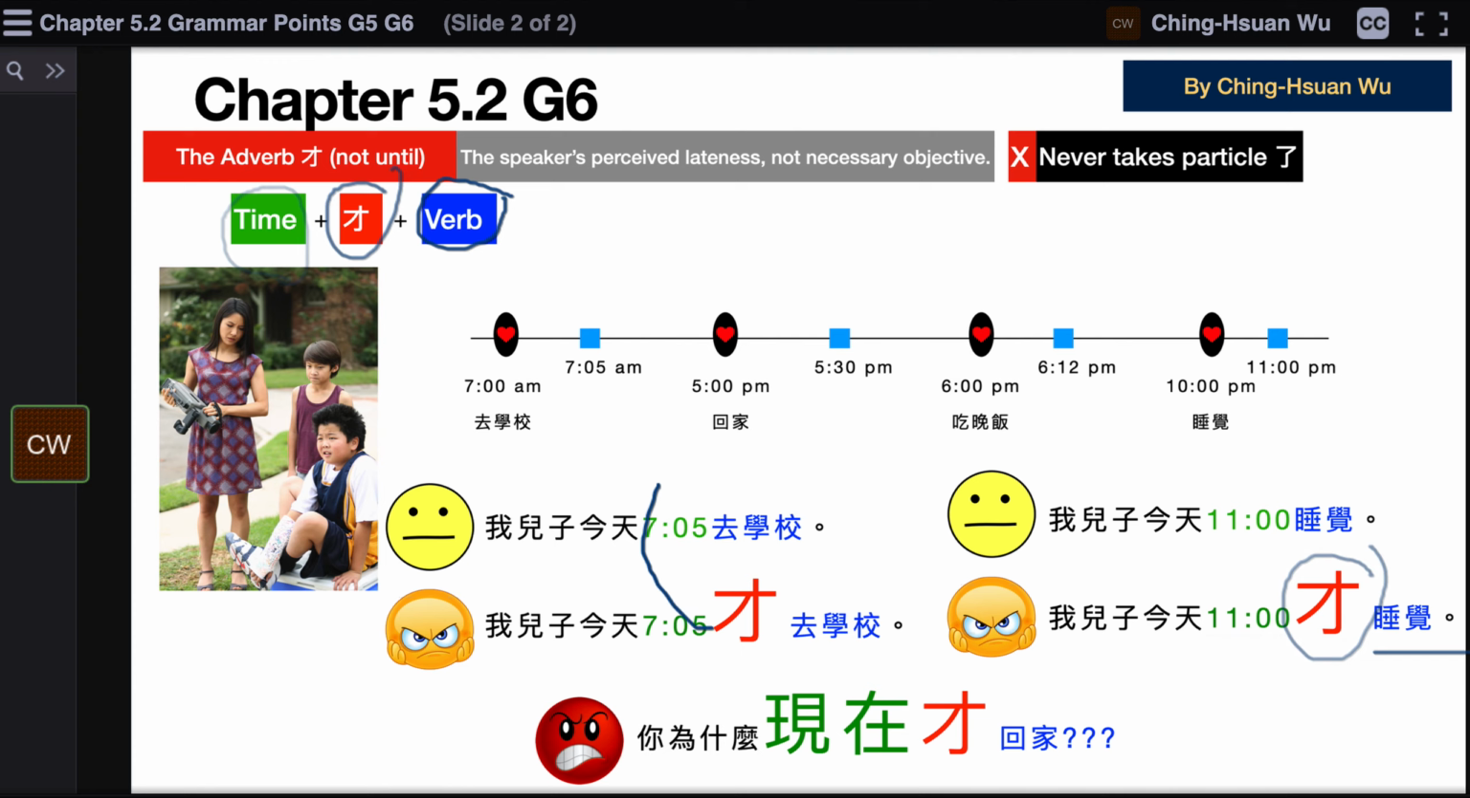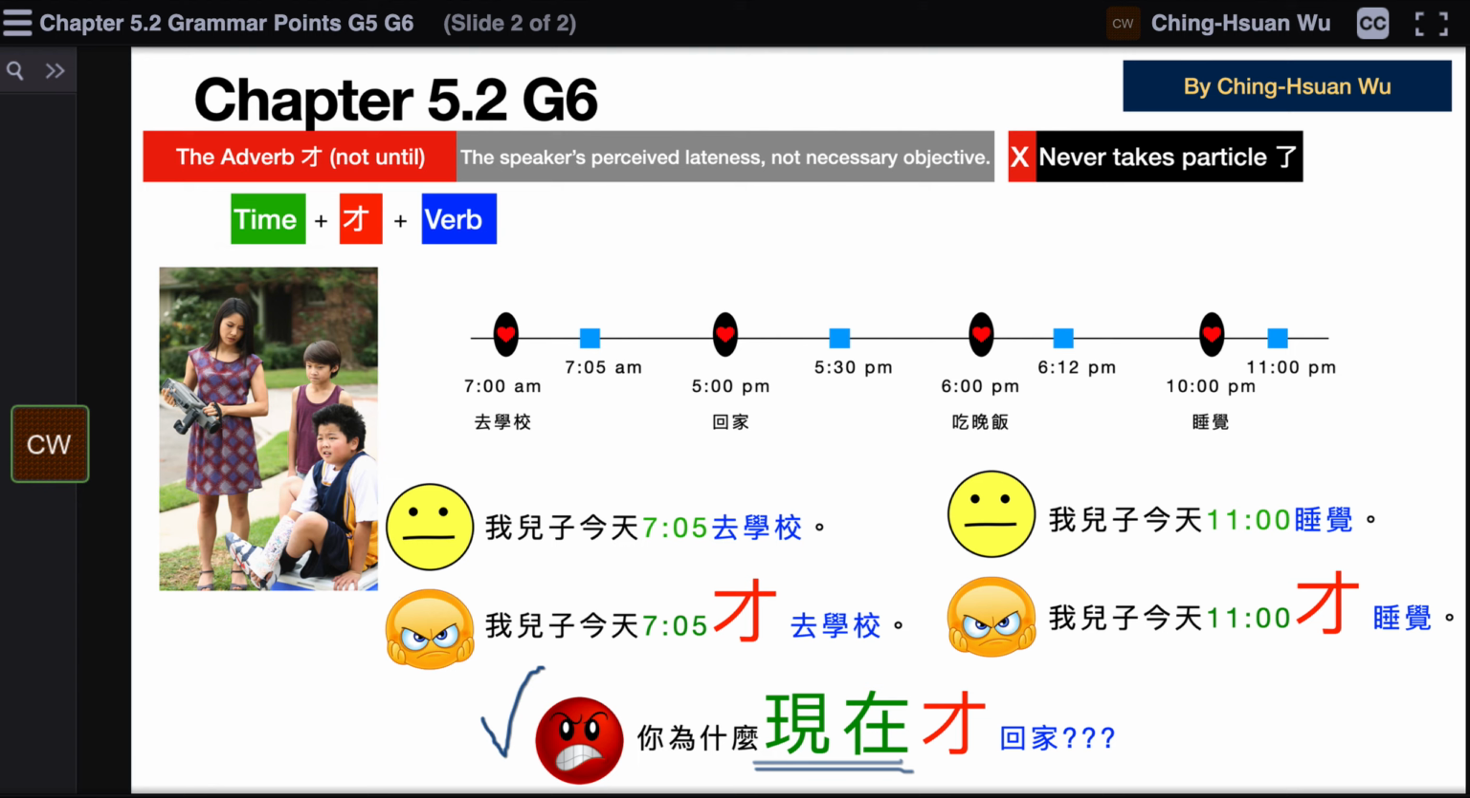In these two examples, the time part is, for example, 7:05 or 11 o'clock. However, this time part can be, for example, weekend, Saturday, Sunday, or now. This type of time adverbial phrases. Let's take a look at another example.